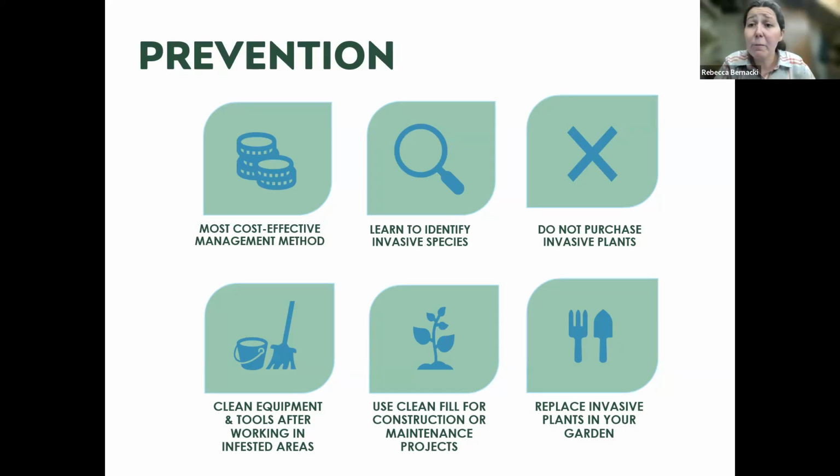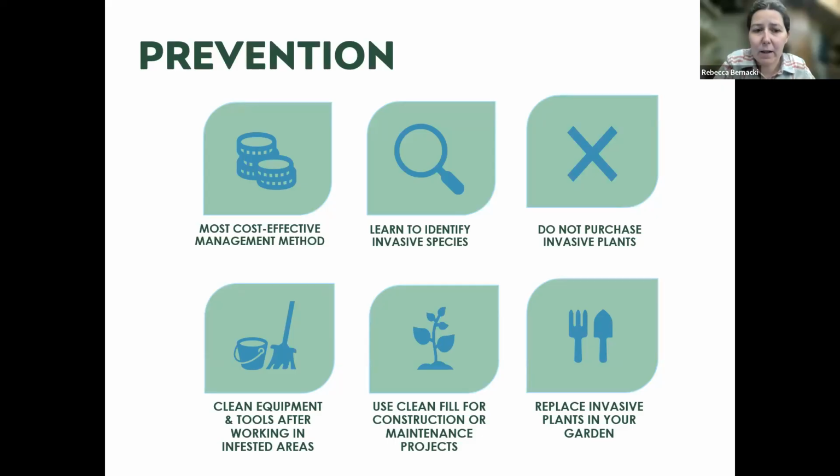Next, say we're managing an invasive species on one portion of our property. We want to make sure to clean those tools before we bring them to another area of our property. Some of these seeds and propagules can be really, really tiny. So if we clean that equipment in the area of the infestation, we reduce the chance of spreading it to a new area. And that does include the soles of your boots. That's one thing that's often forgotten when we're doing this management.